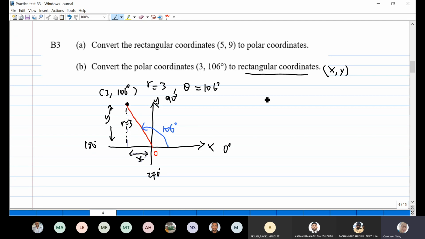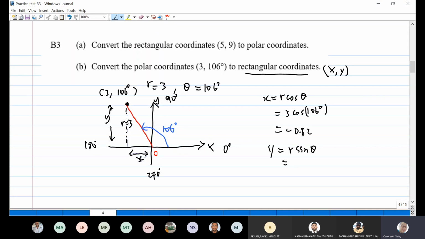You can use the formula x equal to r cosine theta. So r is 3 now, cosine 106 degree. So this will give you 3 times cosine 106, and this will give you minus 0.82, which you can see on the diagram that is negative, which is correct. X is negative now, and y is equal to r sine theta.